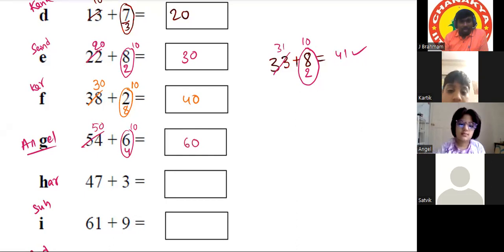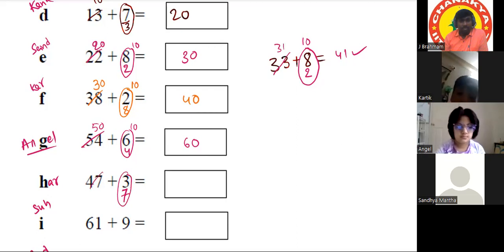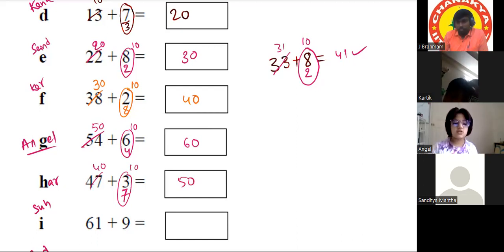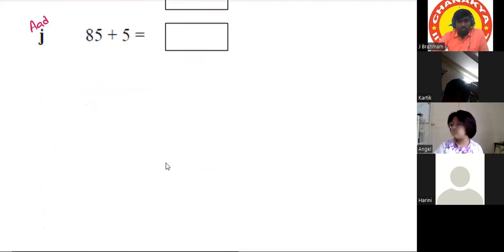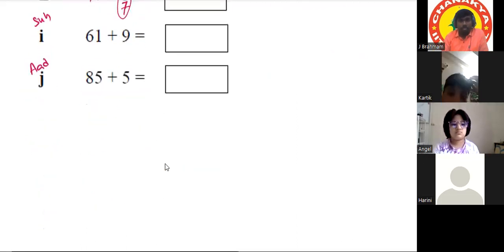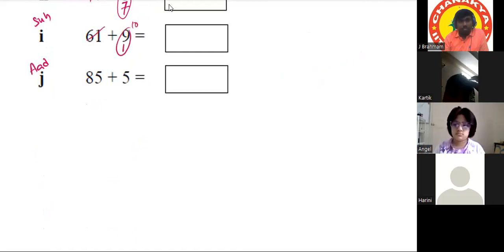Very good. Harini, I think. Yes, sir. To complete 3, we have to take 7 from 47. Okay. It becomes 40, and 40 plus 10 is 50. Very good. Then Suhana. Yes, sir. To complete 9, we want 1, and we have to make 61 to 60. 60 plus 10 equals 70. Very good. Correct.